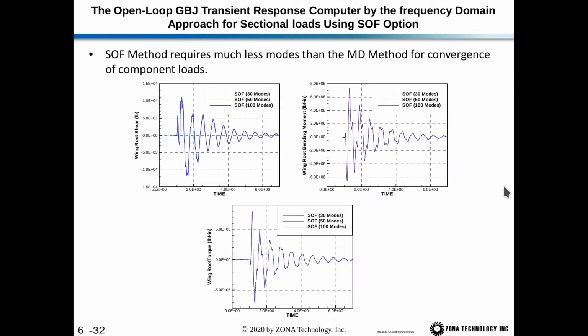So now let's compare with the SOF option. So the SOF method requires much fewer modes than the mode displacement method for a convergence of the component loads. So now when we plot the 30 modes, 50 modes, and 100 modes on top of each other and compare the wing root shear, wing root bending moment, and wing root torque, you can see that all of the answers agree with each other. So now, only using 30 modes, we're already getting the correct answer, because when we increase the number of modes, the answer doesn't change. So this indicates that we do have a converged answer.